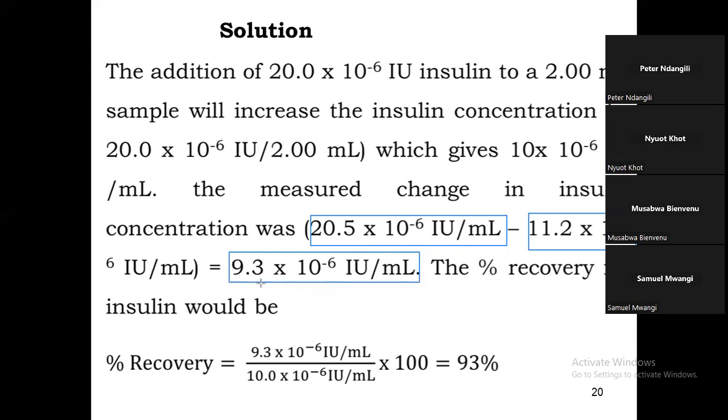Now, what we know is that we actually added 10 times 10 to the power negative 6. But we are only able to detect 9.3 times 10 to the power negative 6. So the question is, what is the percentage concentration that we are able to detect? And this is what we are calling the percentage recovery. Therefore, we take what we are able to recover divided by the actual concentration that we spiked, multiplied by 100, and you are getting 93%.